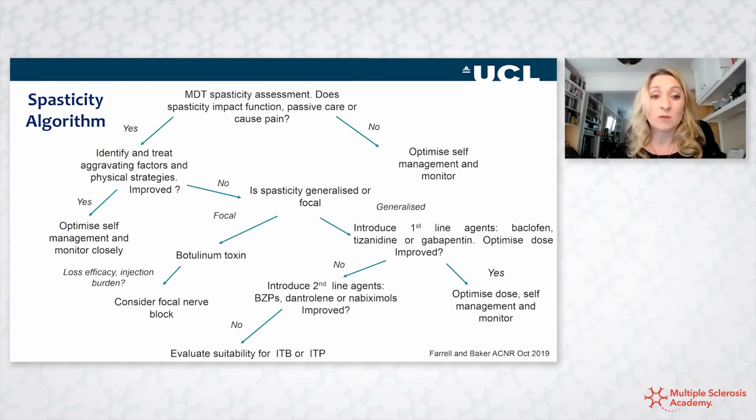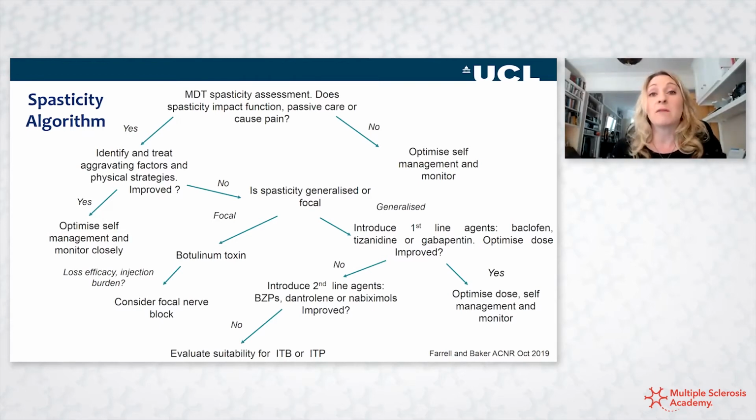And it's really key to think about the aggravating factors. So is there something that's driving spasticity or spasms? Does it occur at a particular time of the day or night? Is it associated with movement and transfers? Is it associated with passing urine or bowel movement?